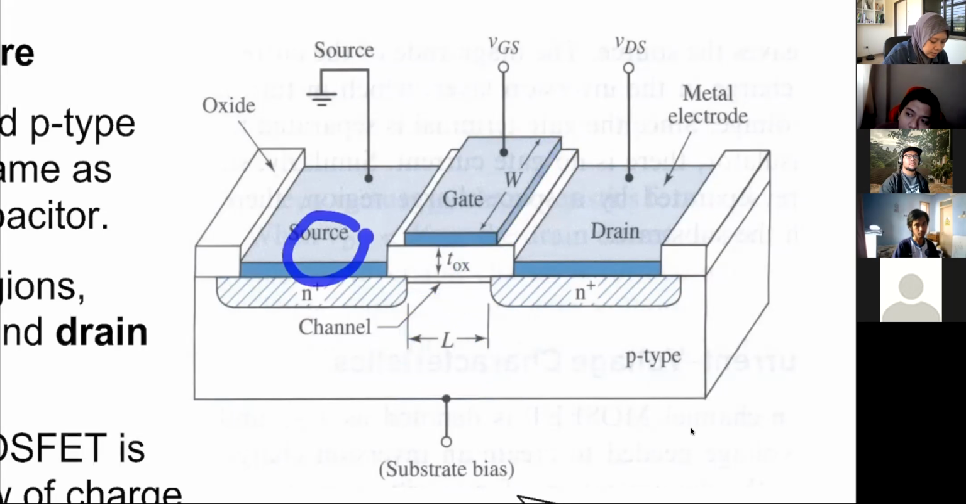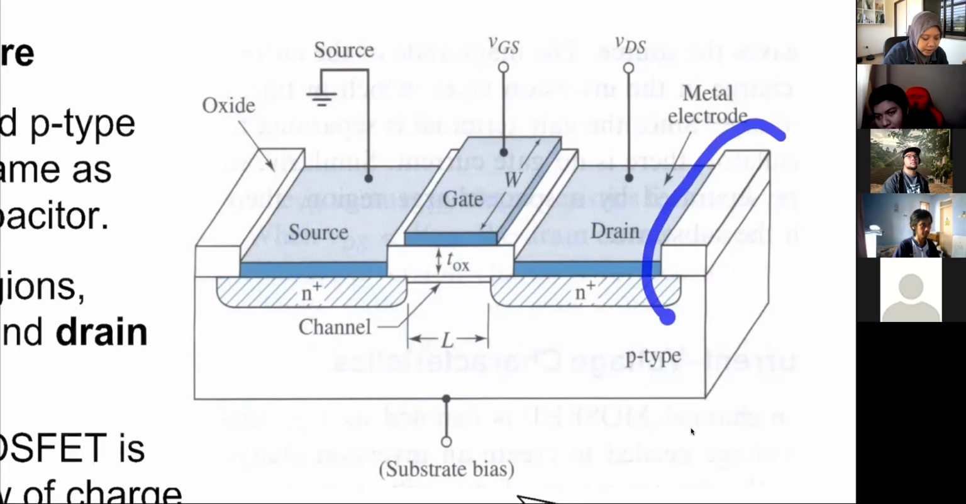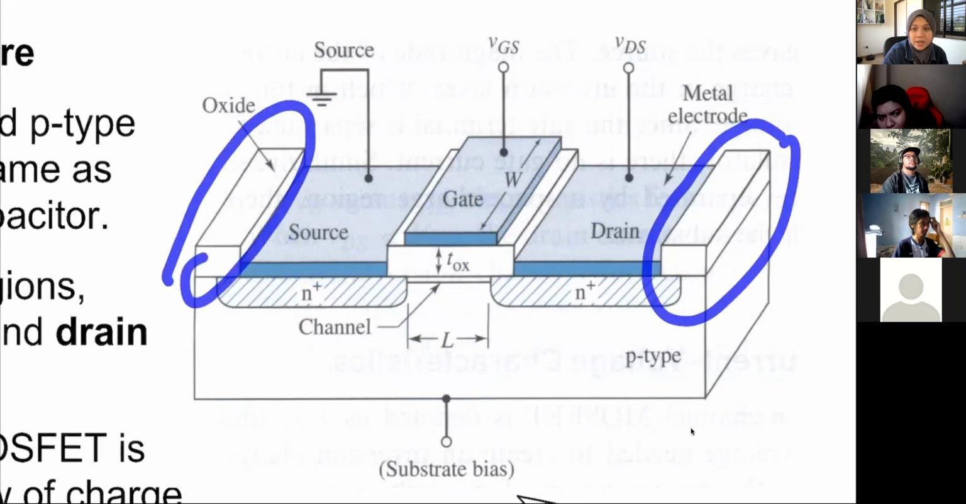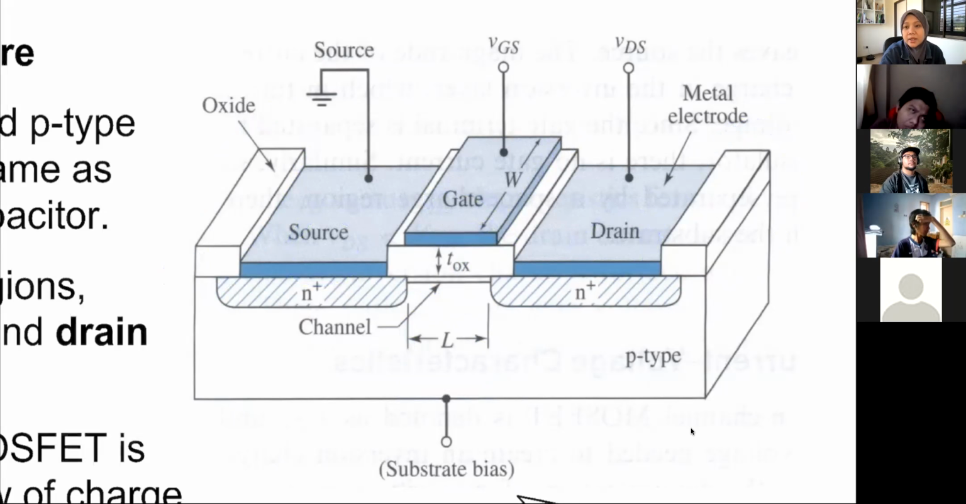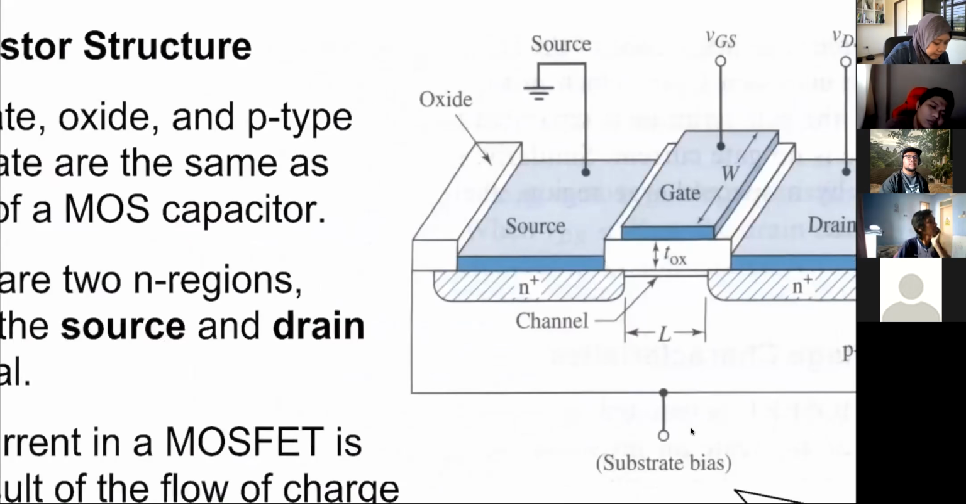Then you have the source, you have the drain, and you have the gate. Okay. And each transistor is isolated with another transistor with the oxide layer. So you have insulator lah in between transistors. Okay.